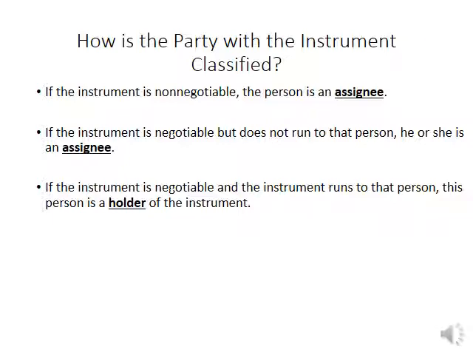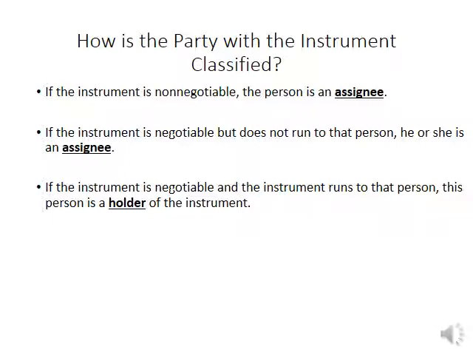So you could classify the parties. If you have a non-negotiable instrument, the person cannot be a holder. If the instrument is negotiable but does not run to that person, the person is also an assignee who holds that instrument. So if I have a check that says pay to John Jones, that instrument does not run to me because it's not payable to me. It's not a bearer instrument and it's not endorsed over to me. One of those might have made me a holder, but that's not the case. So if I hold it, I'm an assignee of that instrument. Or if the instrument does not have the words of negotiability, I'd be an assignee also of that instrument.